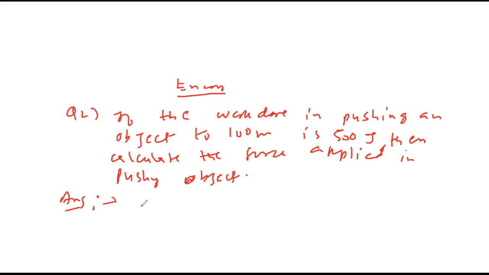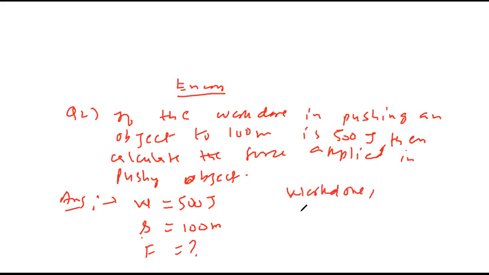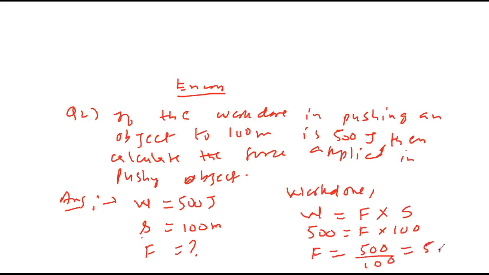So work done in pushing the object by a distance of 100 meter, distance we denote by S, is 500 joule. What is the force applied? Because work done is W = F into S. So 500 is F into 100. Therefore, F will become 500 upon 100. So can I say 5 Newton? Yes, followed.